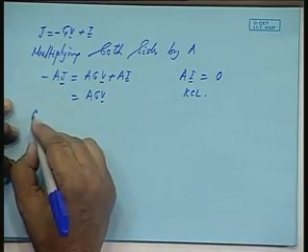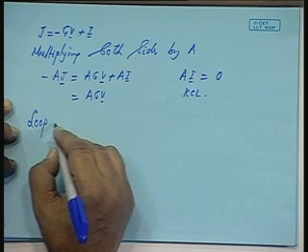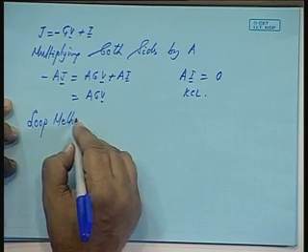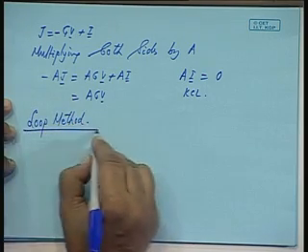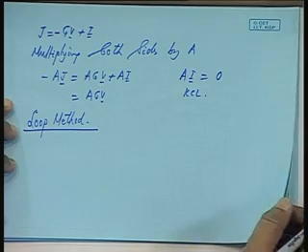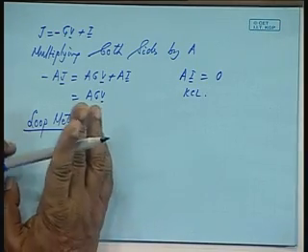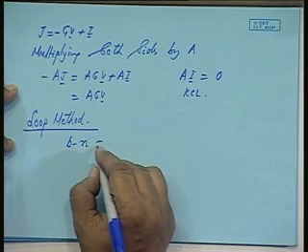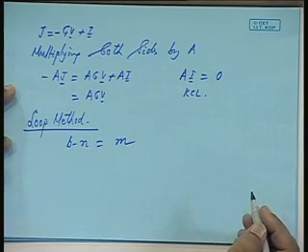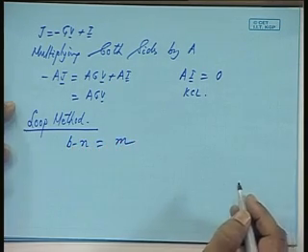Now, we come to the loop method. Now, let us consider the fundamental loops, that is B minus n number of loops. Let B minus n be M. Okay.